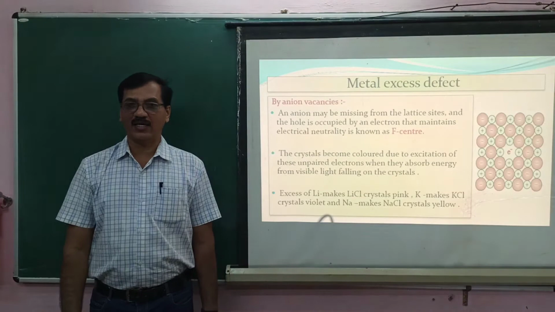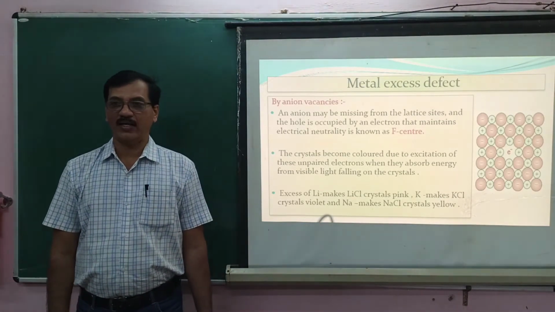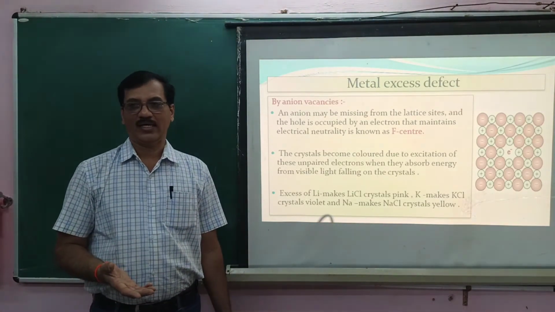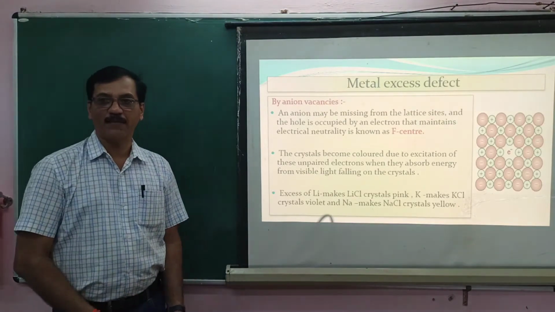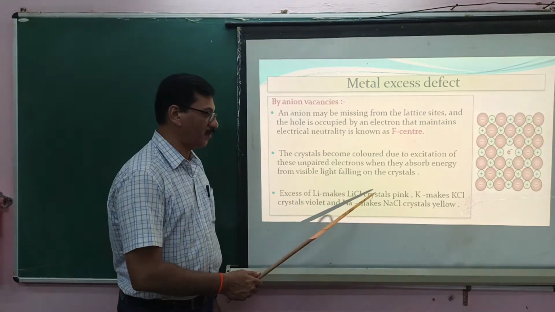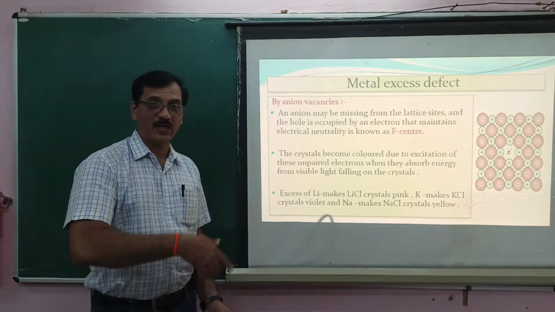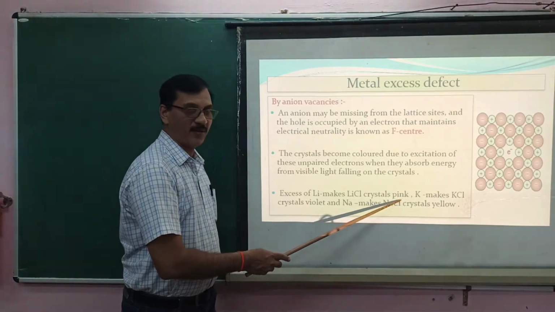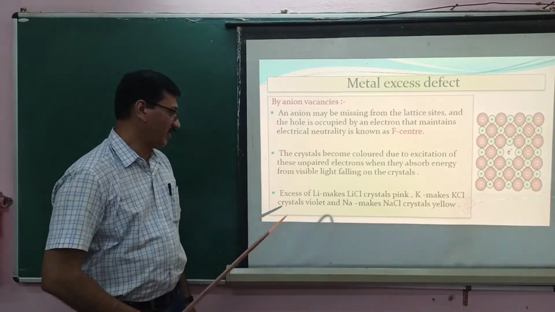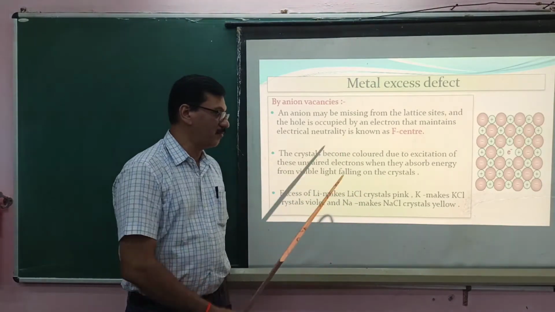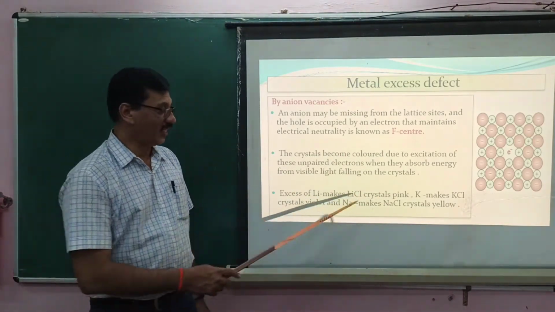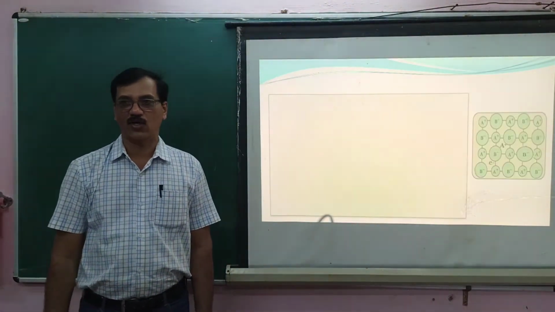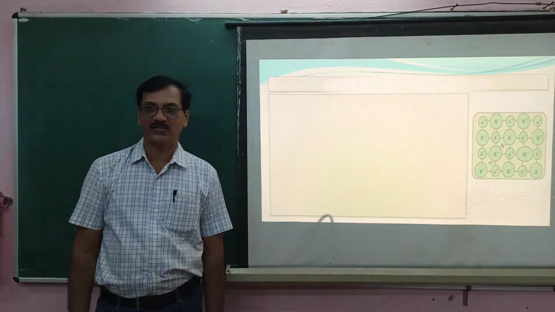The crystal becomes colored due to the excitation of unpaired electrons, and when they absorb energy of the visible light they show color. So excess of lithium makes lithium chloride pink. That means lithium chloride is placed in the vapors of lithium, changes its color to pink. Potassium makes KCl crystal violet and sodium makes it yellow. So these colors are due to the electrons and excitation of that electron in the F center. This is called F center.